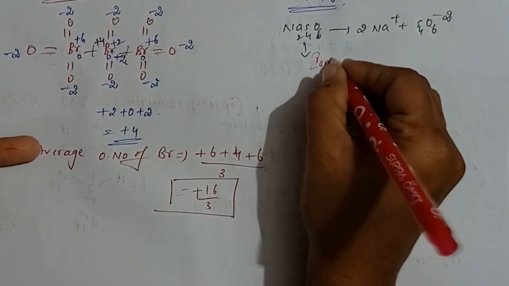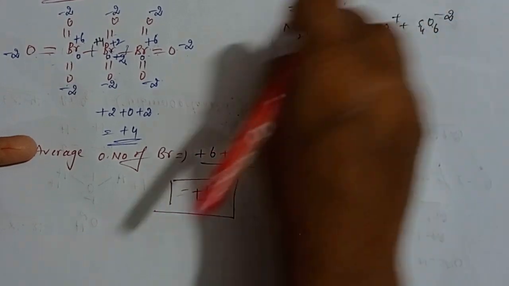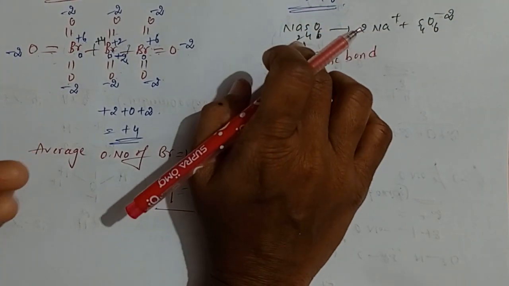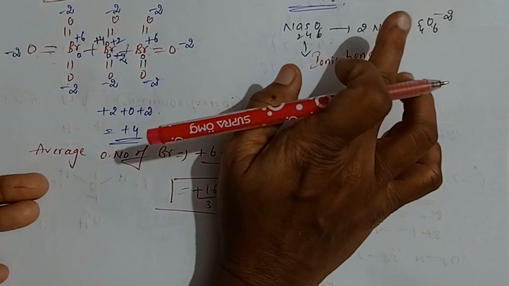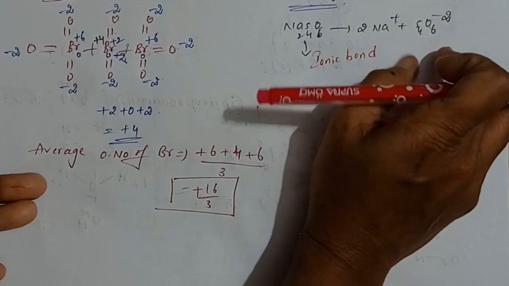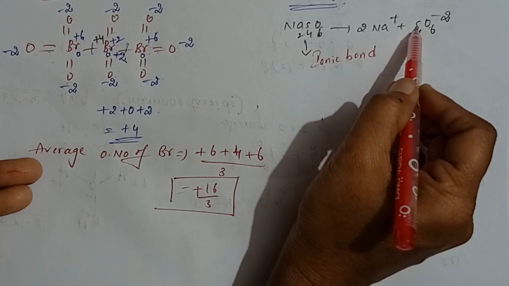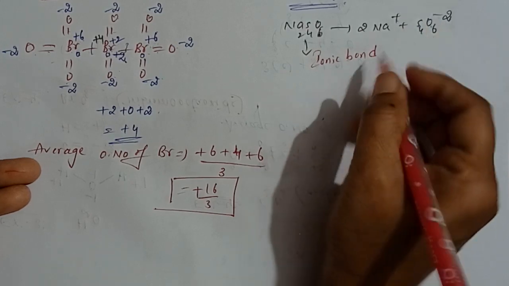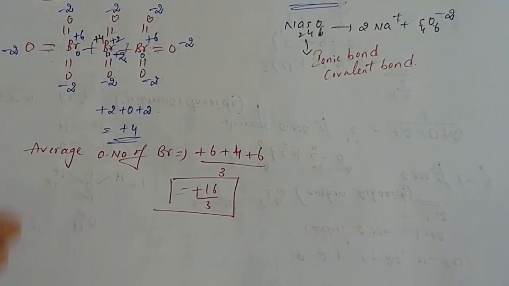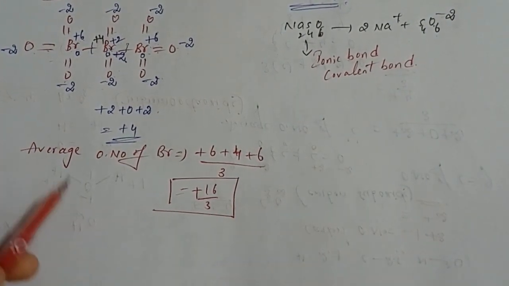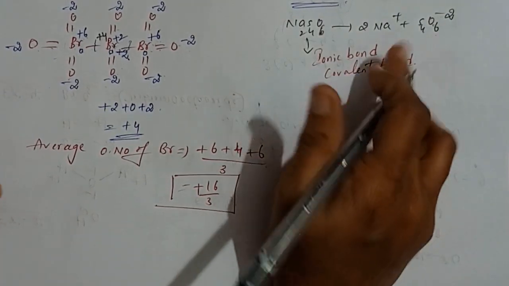One is the ionic bond. Ionic bond is possible between metal and non-metal, because sodium is a highly electropositive element, a first group element, an alkali metal. So between metals and non-metals an ionic bond is formed, and between non-metal and non-metal a covalent bond is formed. Are you clear? That's why two types of bonds exist here, ionic and covalent. Now coming to the structure of S4O6 2 minus.